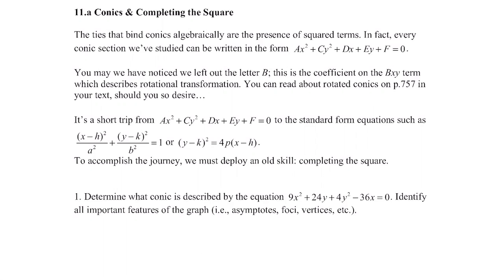Determine what conic is described by the equation 9x squared minus 36x plus 4y squared plus 24y equals 0. Identify all important features of the graph, that is asymptotes, foci, vertices, etc.